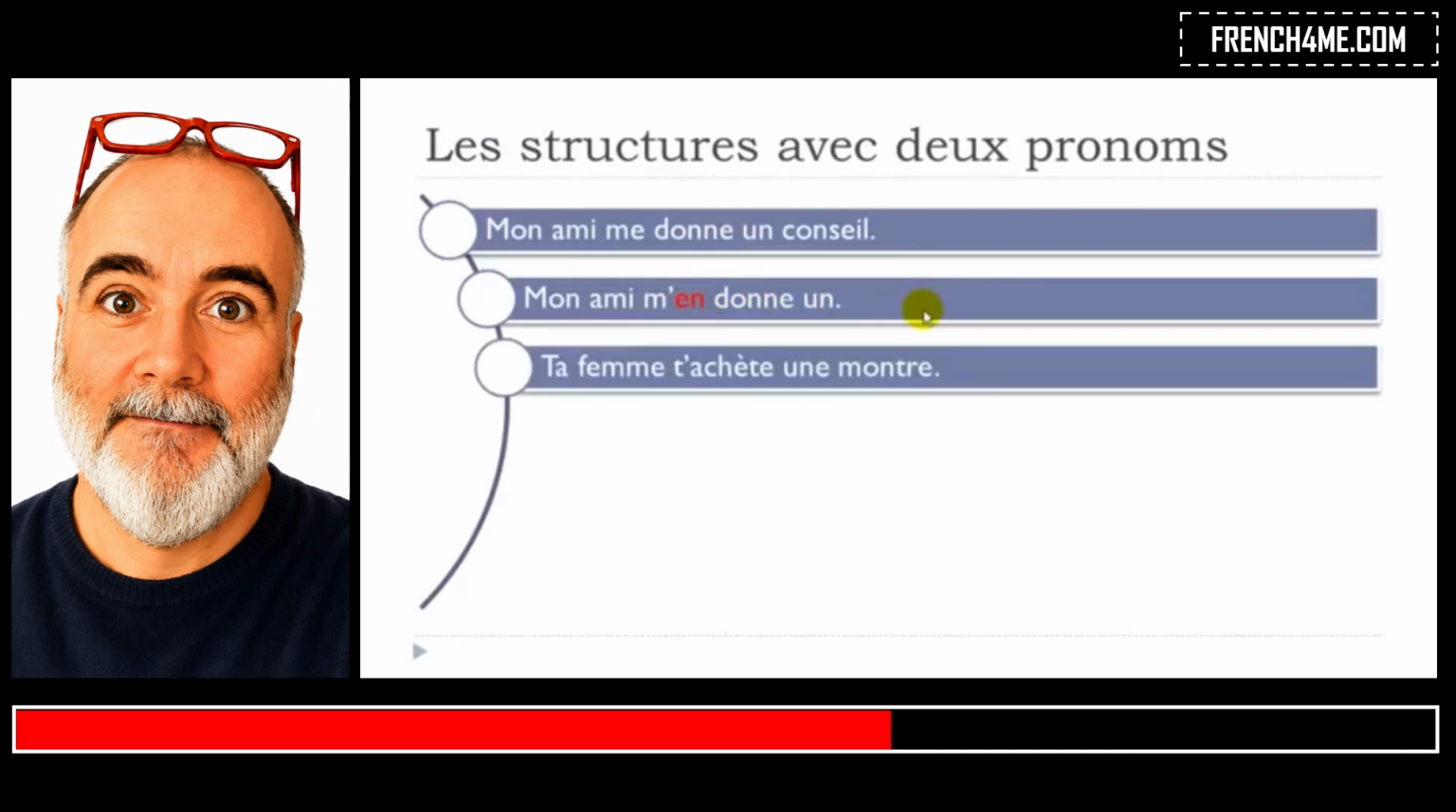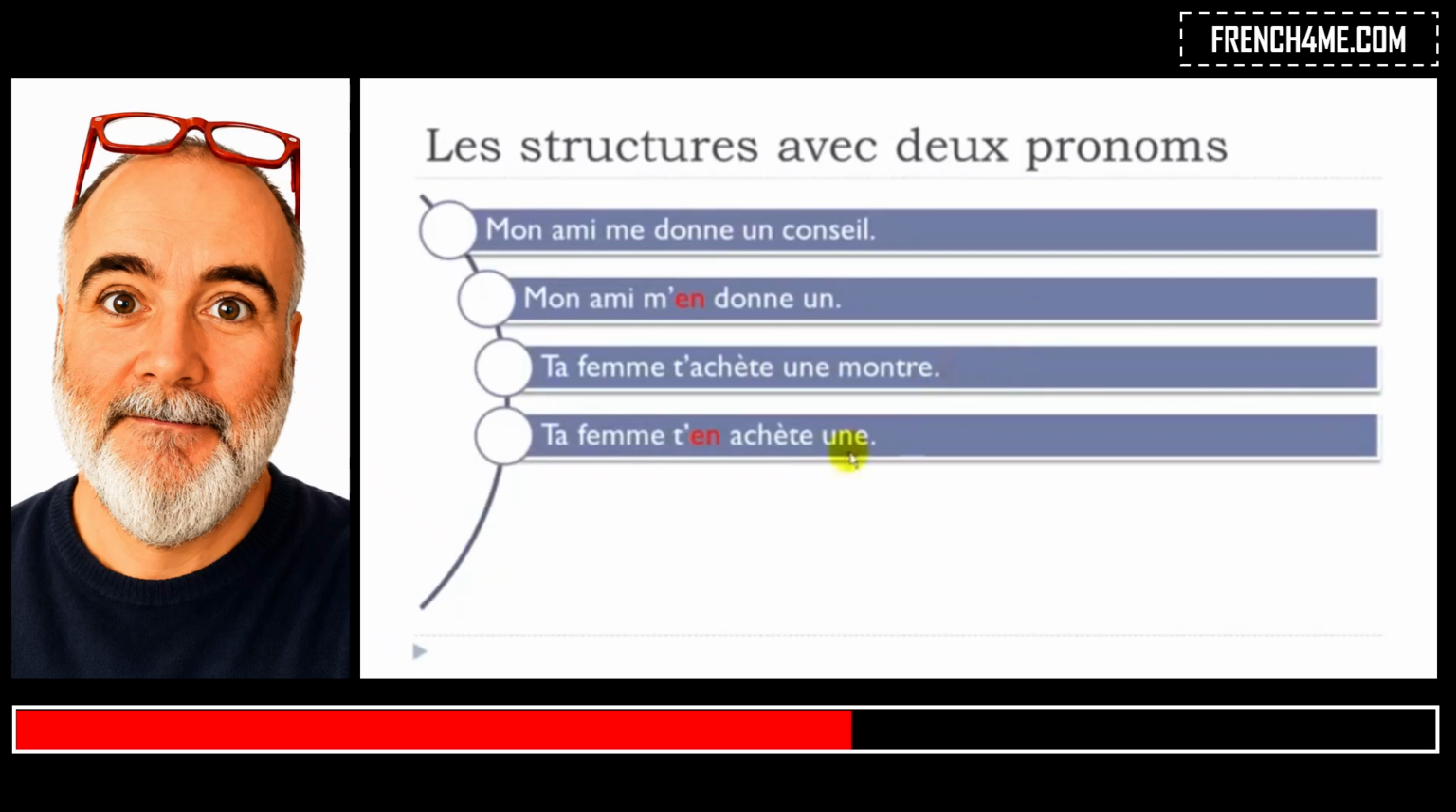Second example, ta femme t'achète une montre. Ta femme, your wife, acheter is to buy, une montre, a watch. Of course we would like to replace une montre. In that case we will use the pronoun en, and you've got this te again, but as en starts with a vowel, the e needs to go away. T'en achète une. All right, so as we saw for the rule, first we've got te, after that en is coming, and then we've got the verb.